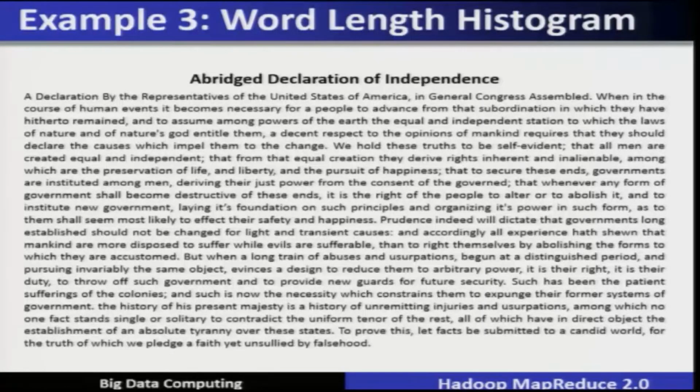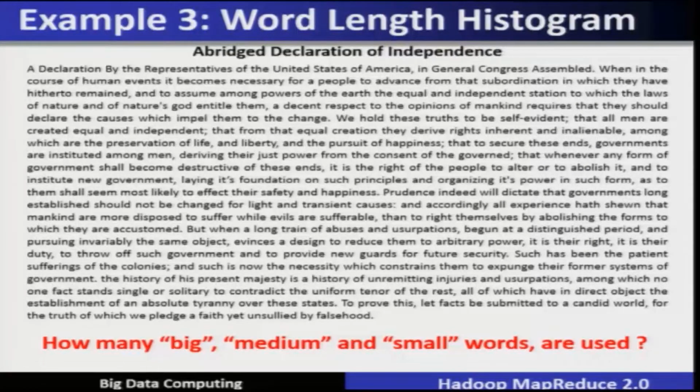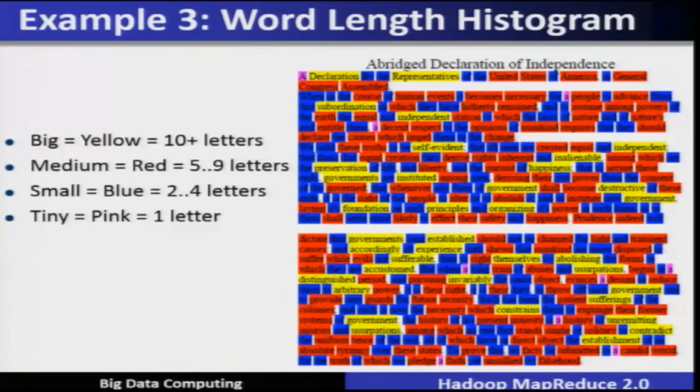Example number 3: here we have to find out the word length histogram. If this particular document is given, we have to find out how many big, medium and small words are appearing in it, and this becomes the word length histogram. For example, if a word has 10 plus letters, we say it is a big word; if a word has 5 to 9 letters, then it is a medium word; if the word has 2 to 4 letters, then it is a small word; and a word of a single letter is called a tiny word.